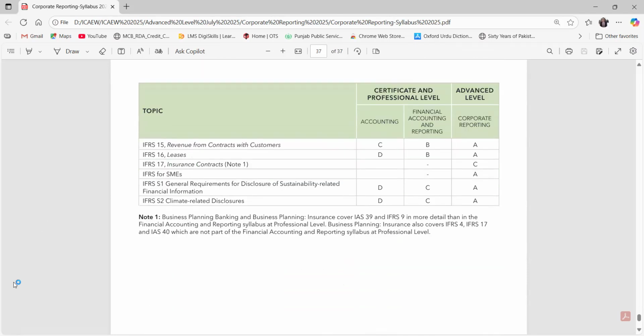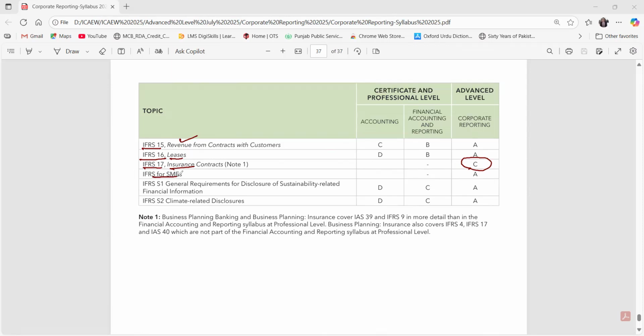Then we have one of the very famous standards, IFRS 15 and IFRS 16, basically. IFRS 15, that is revenue from contract with customers, how you can record the revenue. Either it needs to be recognized at once or it needs to be recognized over a period of time. What about leases? How can you record a right of use asset? How can you talk about different perspectives of lease, complexities of lease, basically. IFRS 17, insurance contract. Again, that is at C level, very small understanding is what you need.